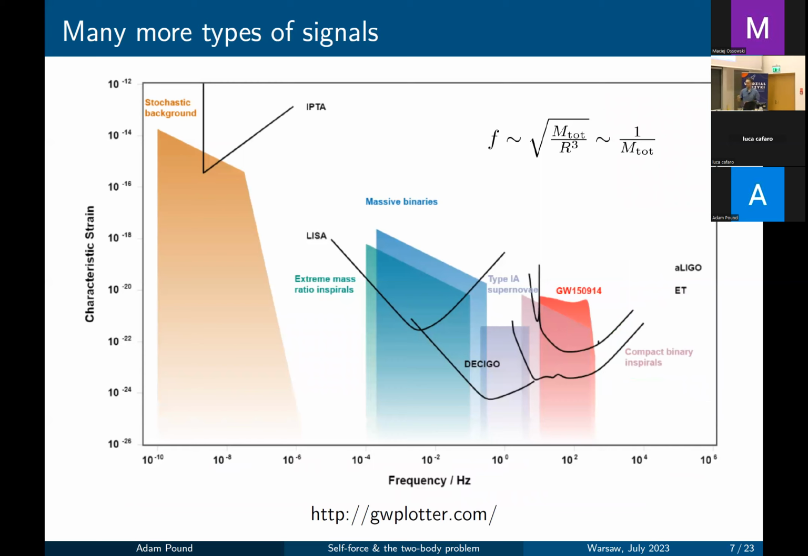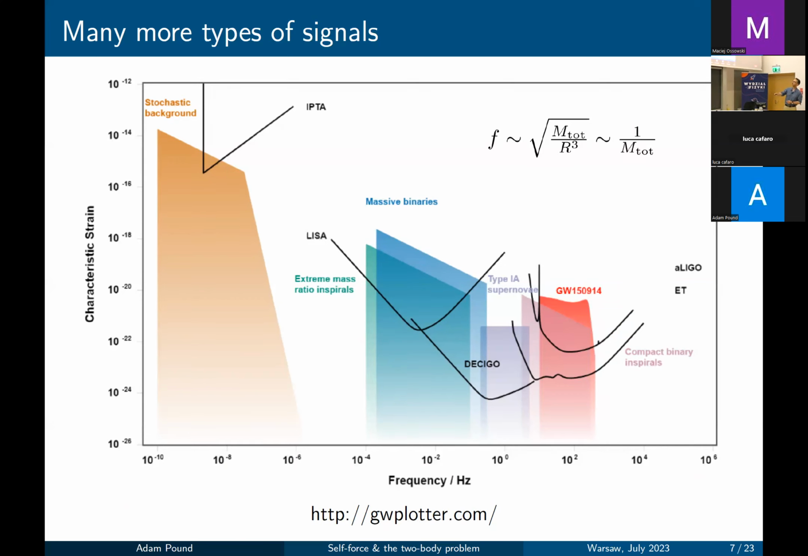If you have any interest in what kind of things we're going to see, I highly recommend you go to this website called gwplotter.com, where it has sensitivity curves of all the different planned detectors and current detectors, along with what kinds of signals they can detect. So here, this top black curve is the LIGO detector. That's the sensitivity band of LIGO.